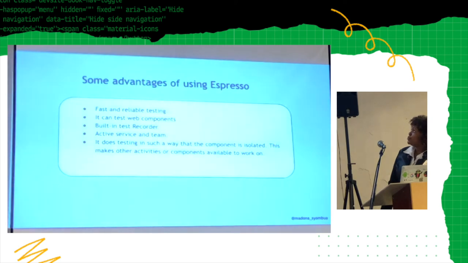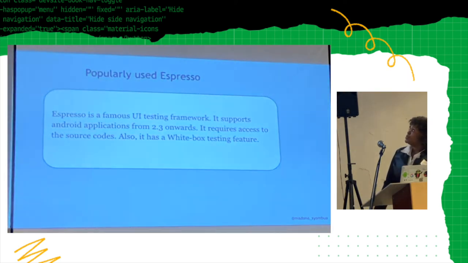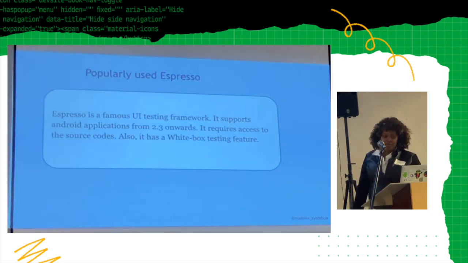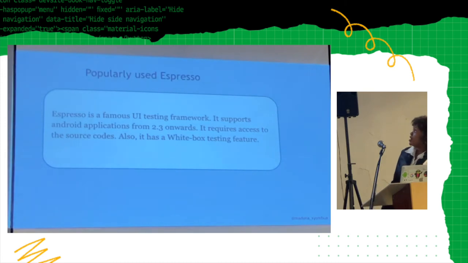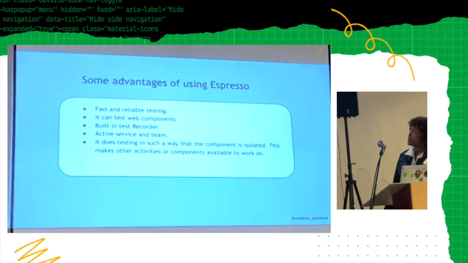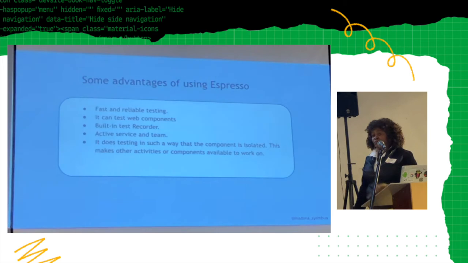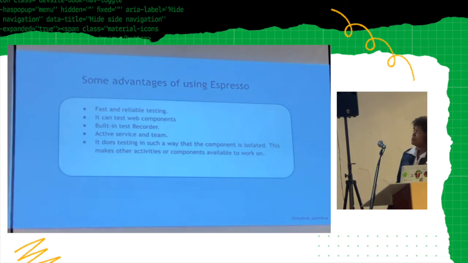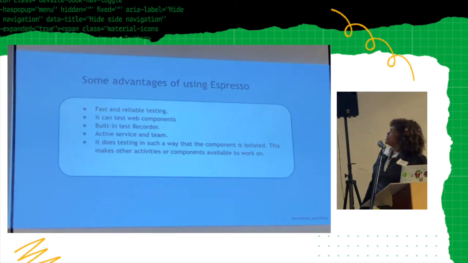So here, roughly, I just go through the popularly used Espresso. I talk in my slides about how important they are, like what the pros are. And to me, what stood out most was Espresso: fast and reliable testing. It can test web components too. Built-in test recorder. Active service and team. It does testing in such a way that the component is isolated, so this makes other activities or components available to work on.